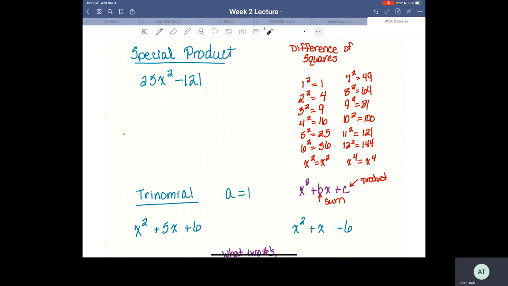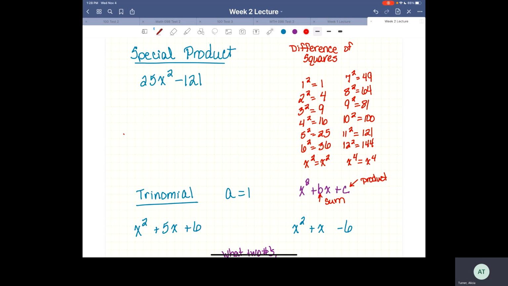And when I take the square root of those, that is when I get this number on the left. So I want you to realize too that x squared is perfect. The square root of x squared is just x. We also forget x to the fourth. x to the fourth is also perfect. The square root of x to the fourth is x squared. So that's one of the things that you might want to write down in your notes. Okay. So here I have 25x squared minus 121.